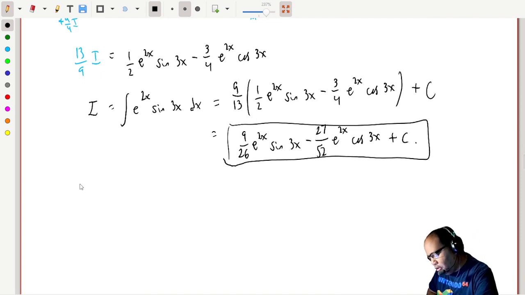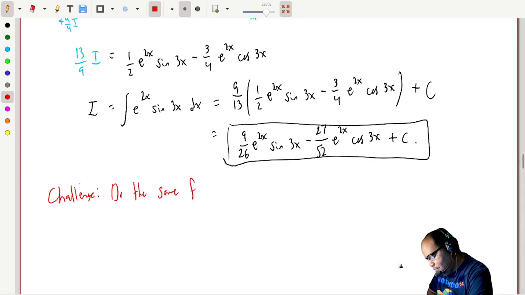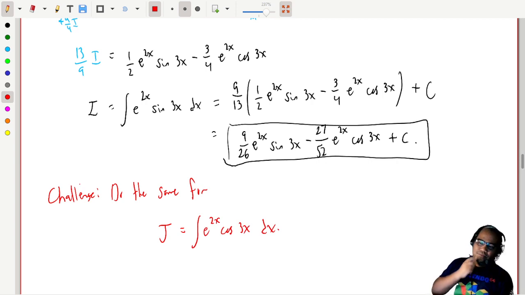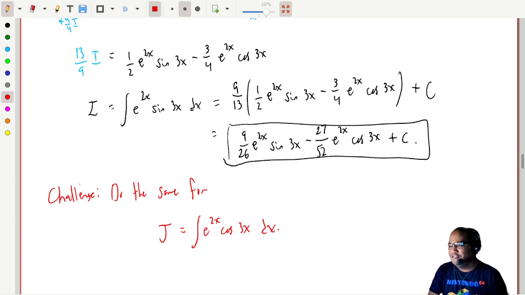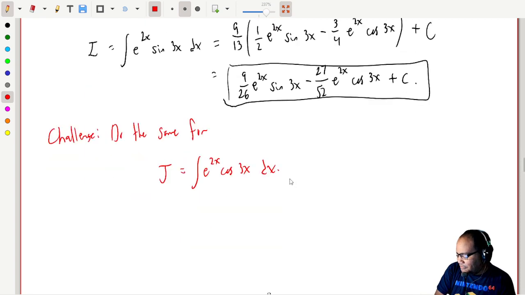So the challenge here that I'll also pose for you is to do the same for this integral I'm calling J. But once again, we're replacing sine with cosine. Do the same, and you should get something that looks similar to this. All right, very good.